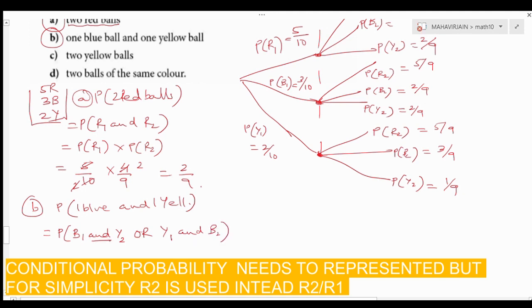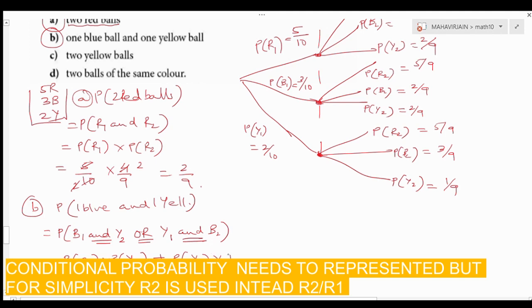Wherever you have "and", multiply; wherever you have "or", add. Do you understand this? The simple rule. So P of B1 into P of Y2. Which Y2? Be careful. It has to be the Y2 of the B1 branch, right? Plus P of Y1. Then the B2 has to be of this branch, right?